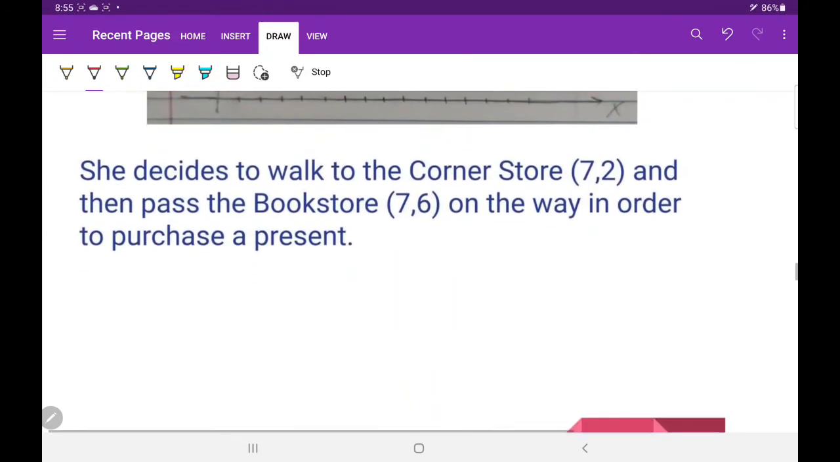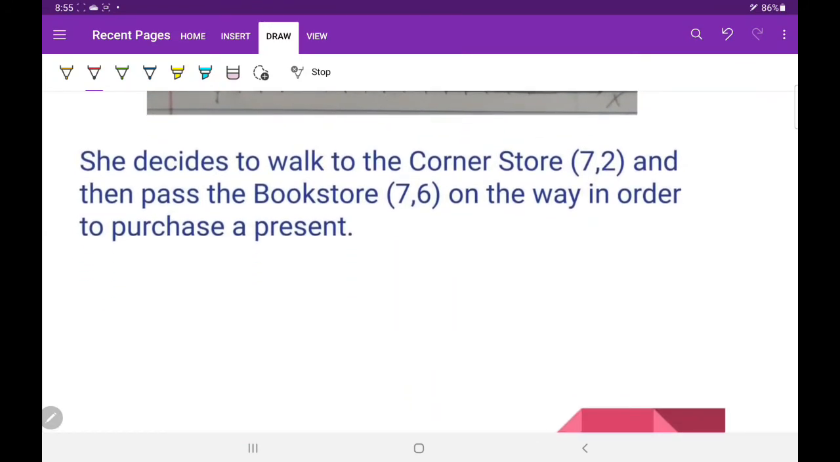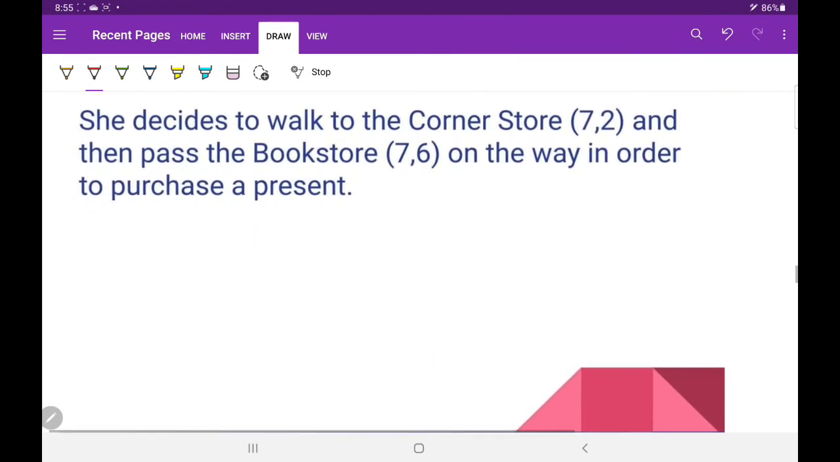She decides to walk to the corner store and then pass the bookstore at 7, 6 on the way in order to purchase a present. So pay attention to that. She decides to walk to the corner store at 7, 2. So you need to plot that. Again, I used a different color for each of these points and I labeled them. Corner store is at 7, 2 and the bookstore is at 7, 6. Go ahead and graph that.